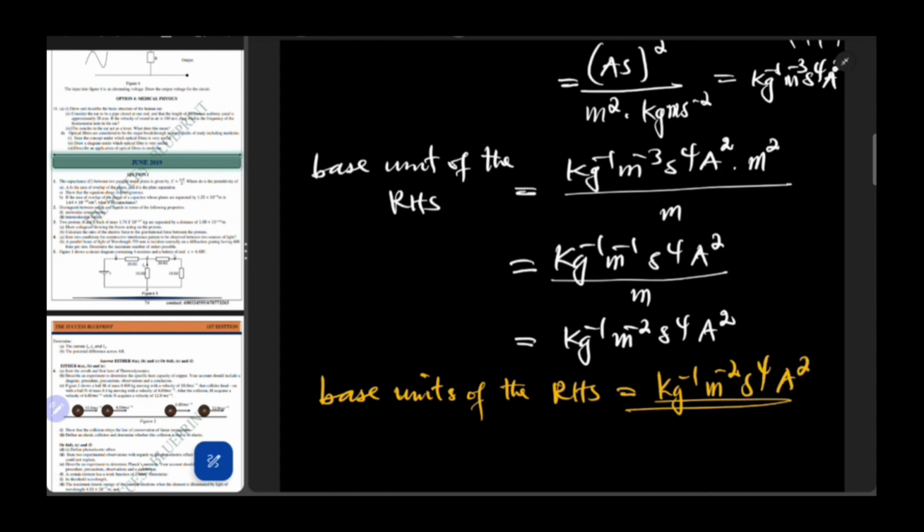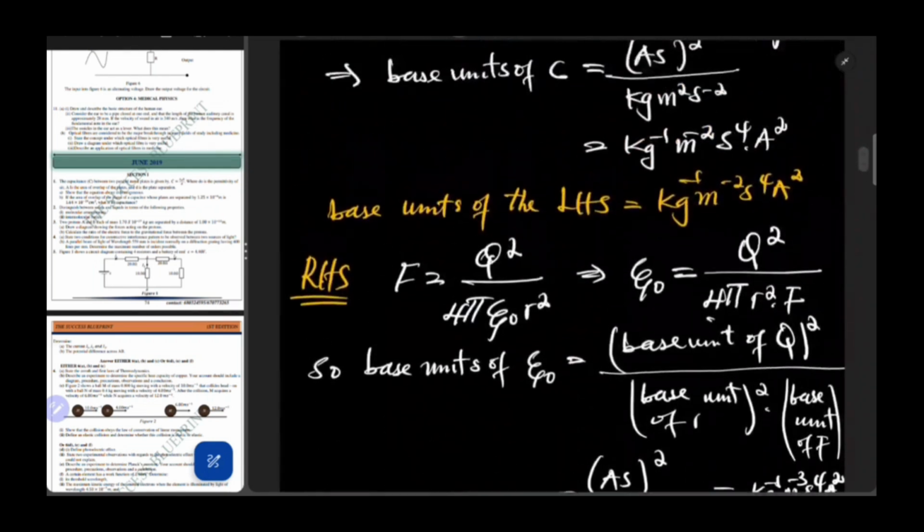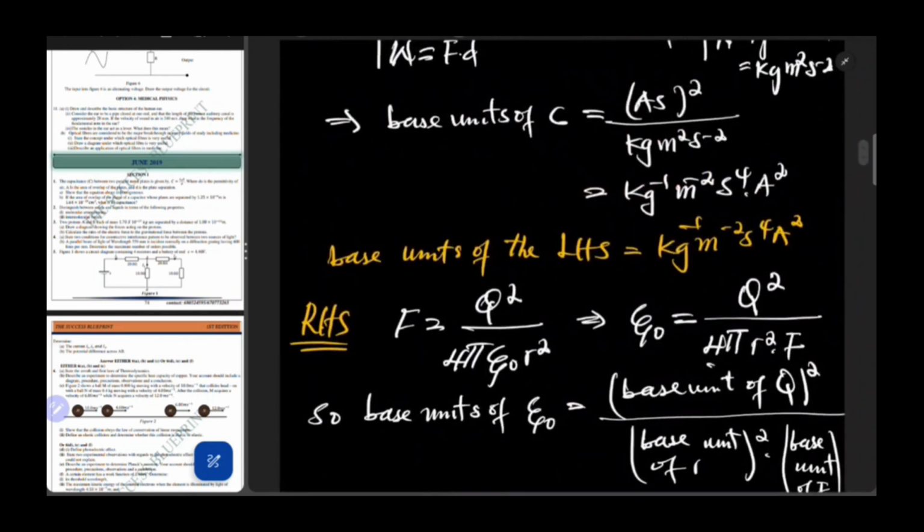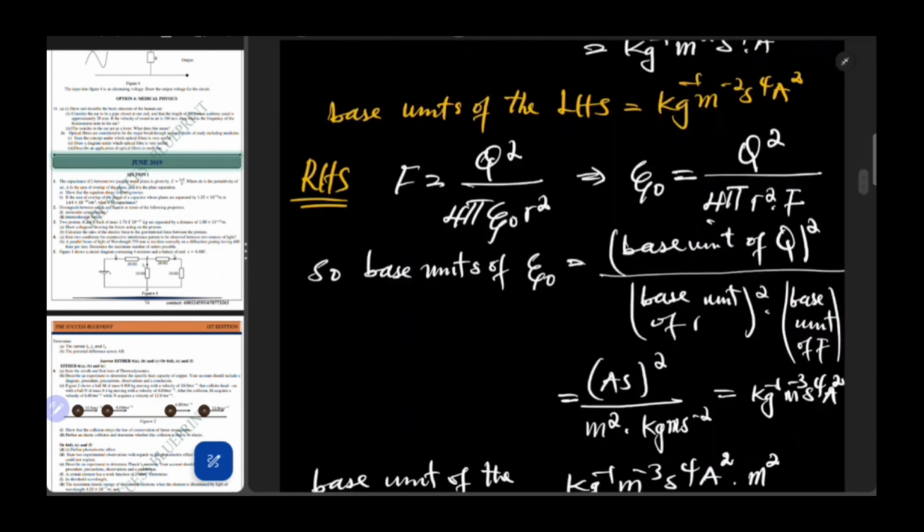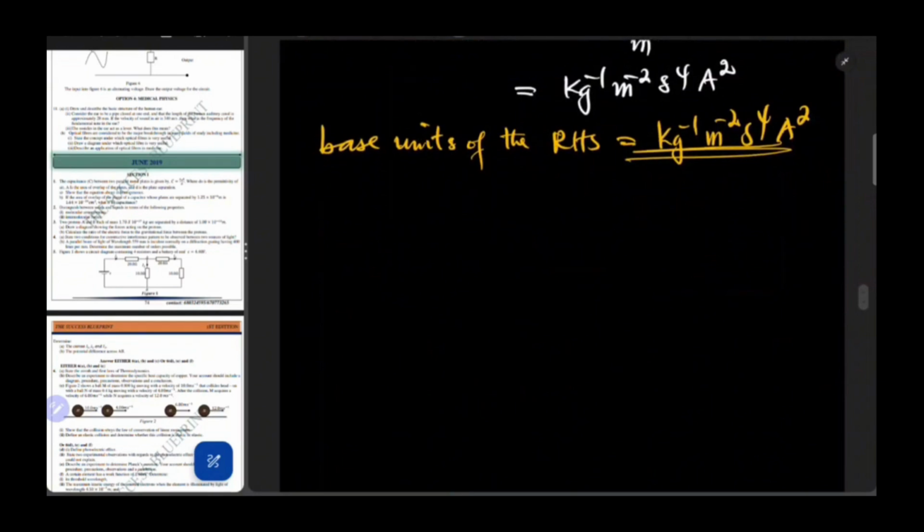This value corresponds to what we got above for the left hand side, that is per kilogram per meter squared seconds to the power 4 ampere squared. So we can therefore conclude that the equation C equals epsilon naught A over D is homogeneous.